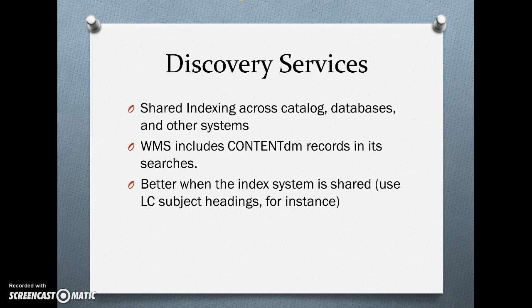You can have all of those systems included in your discovery layer, and these work best when there's a shared indexing system. For instance, Academic Search Complete from EBSCO and your catalog system use Library of Congress subject headings. So when you search something that's a Library of Congress subject heading, you're going to be bringing up your books, your journal records, and other materials that have that same system of description.